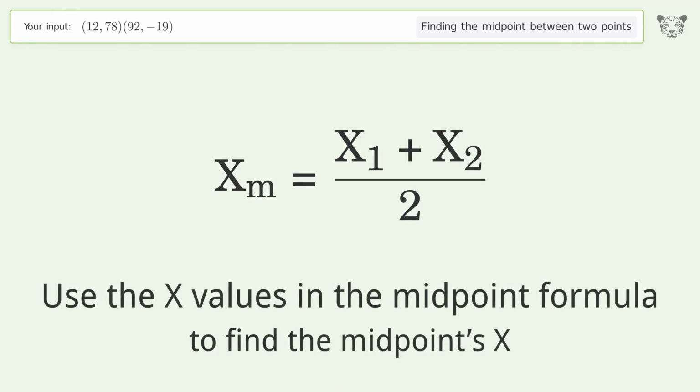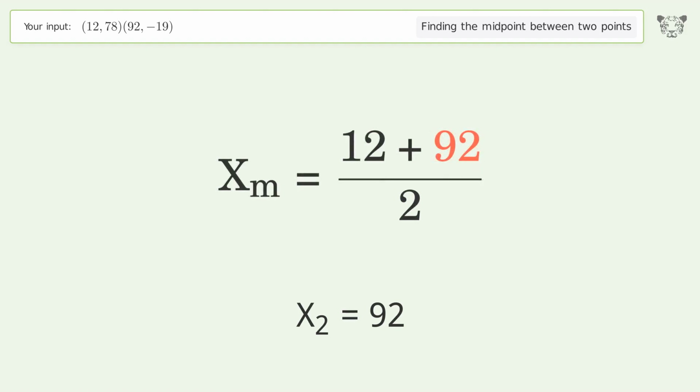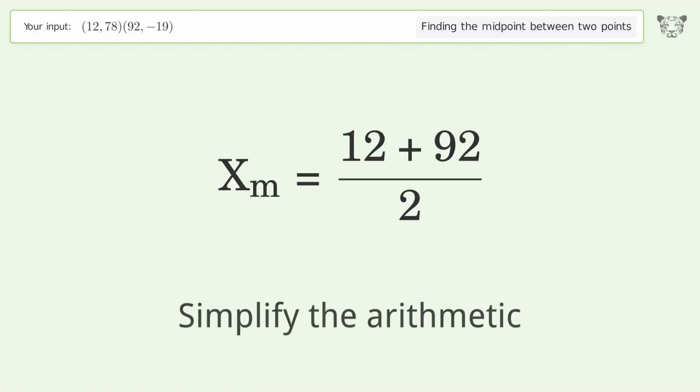Use the x values in the midpoint formula to find the midpoint's x. x1 equals 12. x2 equals 92. Simplify the arithmetic.